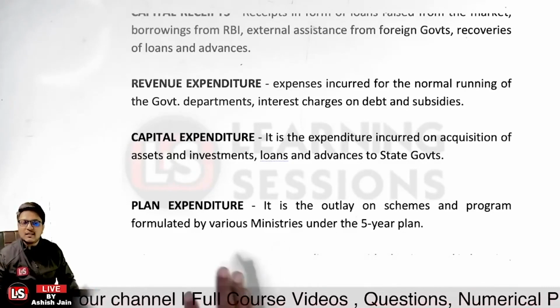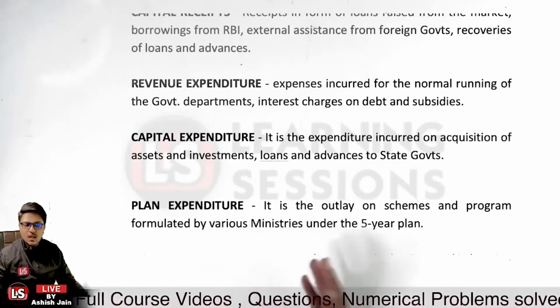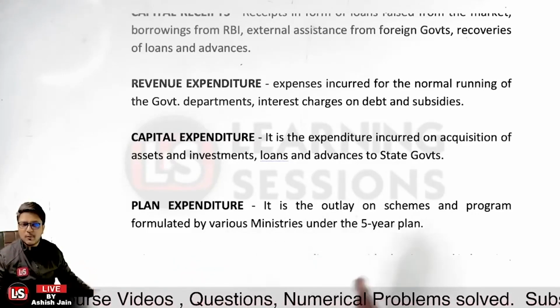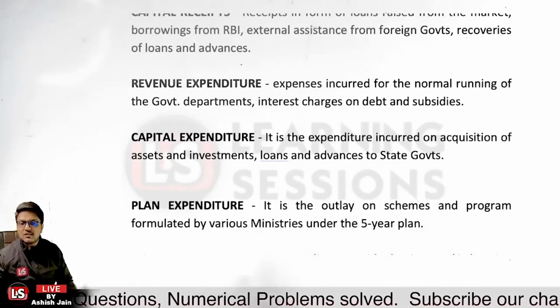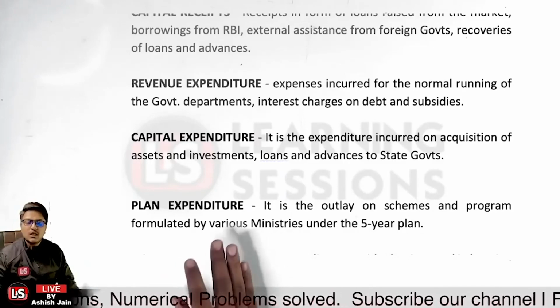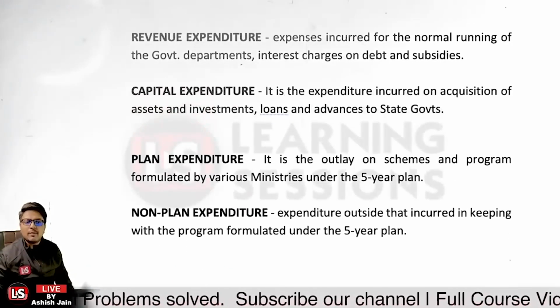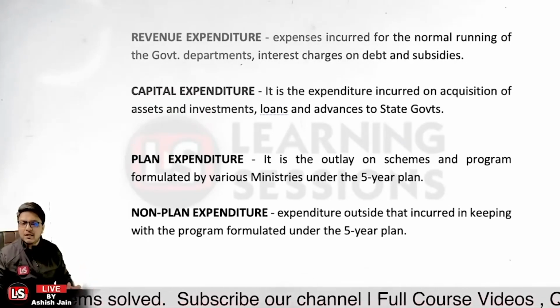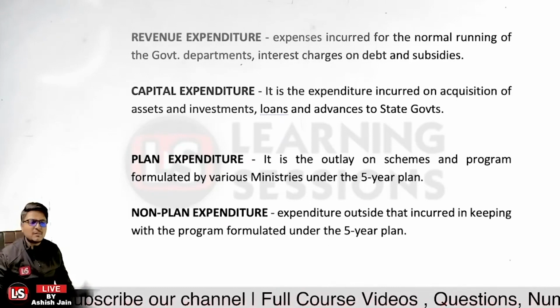Those are termed planned expenditure, because there is a particular plan, your projections are based upon it, and you will be spending based upon that. So your expenditure is said to be planned expenditure. Is it clear? Further, it is related to non-planned expenditure, where you are spending but it is not under the 5-year plan. That is called the non-planned expenditure.